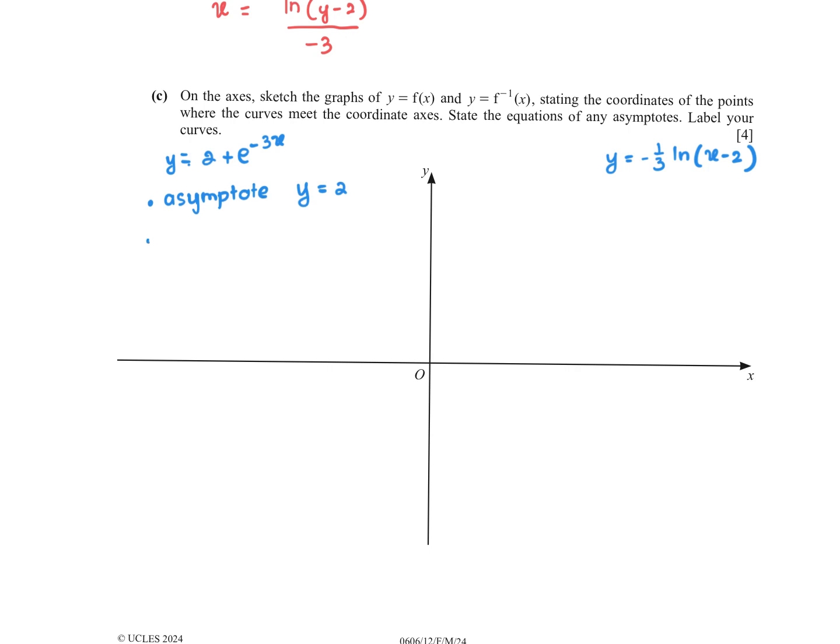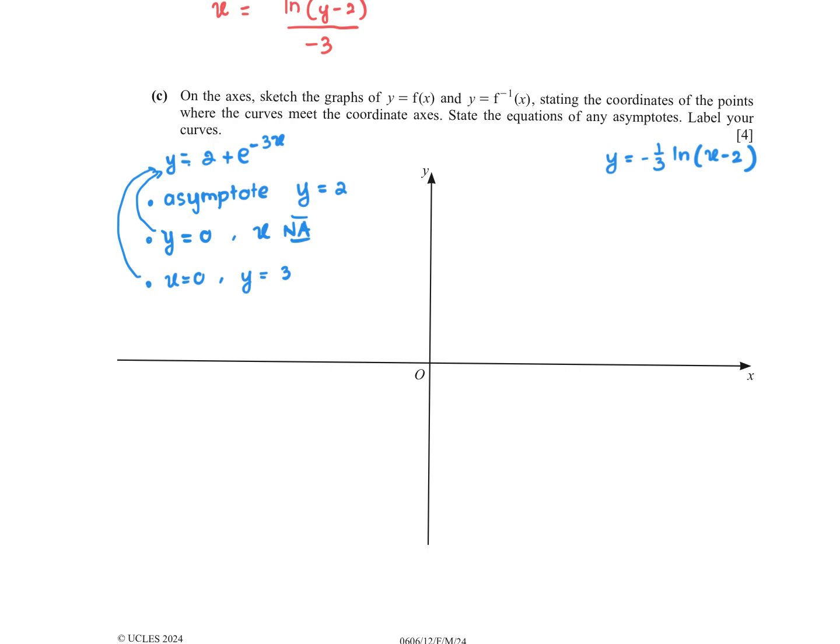Okay, now let's find the intercepts, both x and y intercepts. The x-intercept is when y equals 0, but when you substitute y by 0 into this equation, there are no x values. So the x-intercept has no solution. While the y-intercept, when x is equal to 0, if I substitute into this equation, the y is equal to 2 plus e to the powers of 0, which is 1. 2 plus 1 is equal to 3.